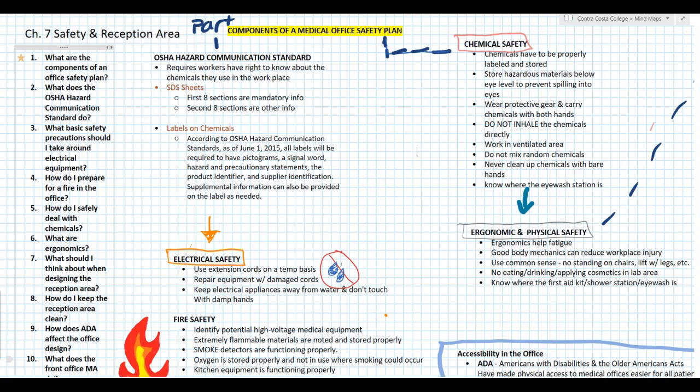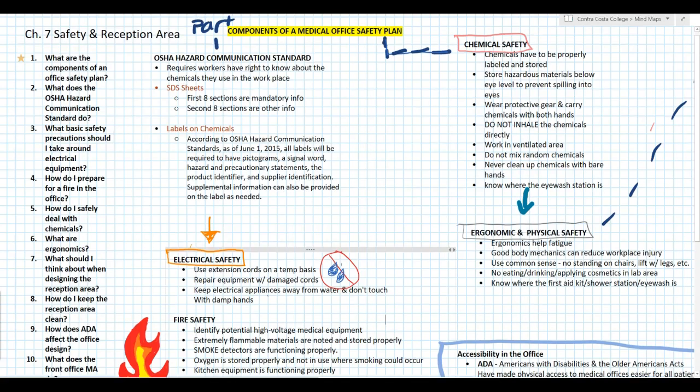All right, so let's get started. Chapter 7 is laid out essentially into two components. The first component covers the office safety plan, and then the second component covers the patient reception area.